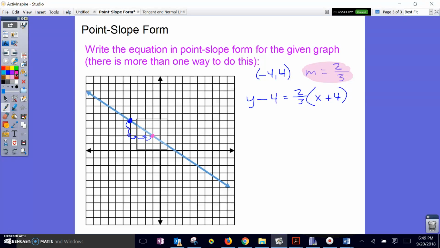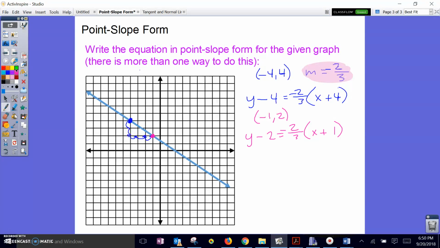For instance, this point right here, the point negative 1 comma 2. And I could write the equation y minus 2 equals 2/3 times the quantity x plus 1. Oh, I forgot my negative sign in my slope. I hope you caught that. I didn't until right then. Negative 2/3. So there's another equation that we could use.